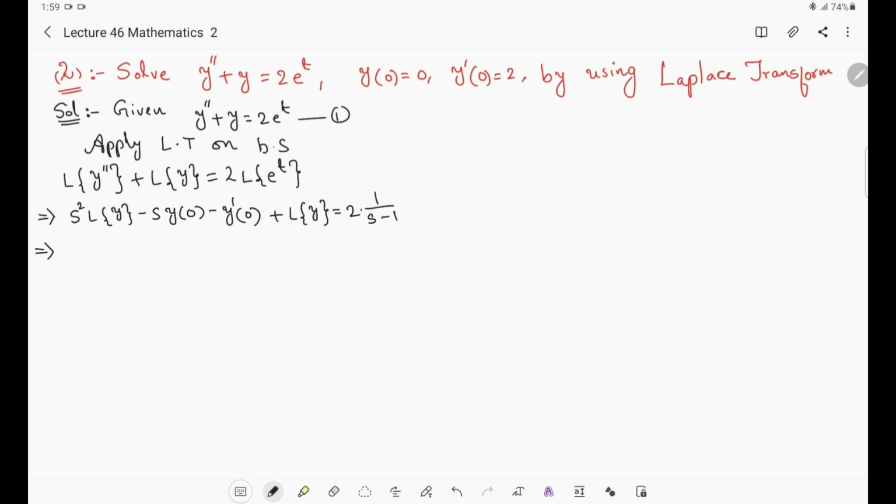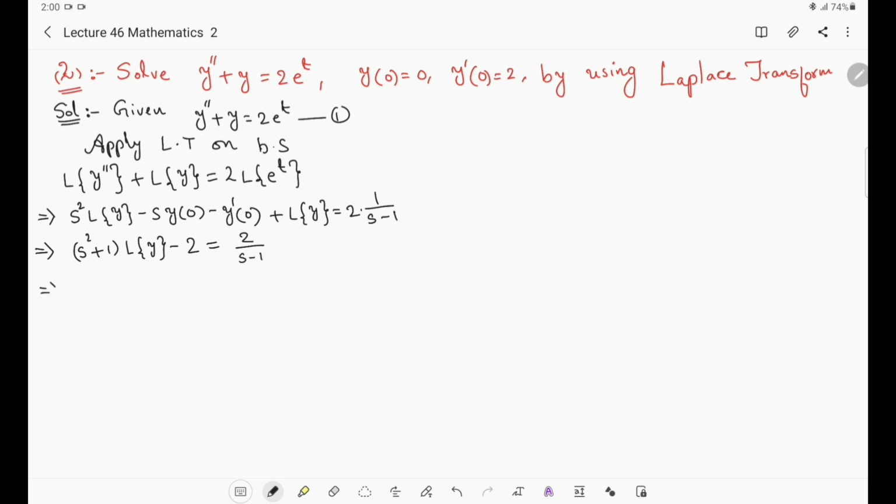Now simplify this. Laplace transform of y can be taken common from these two terms. So we get (s square plus 1) into Laplace transform of y minus s into y of 0. The value of y of 0 is given to be 0, so this term will become 0. Now y dash of 0 is given to be 2, so minus 2, equal to 2 by s minus 1.